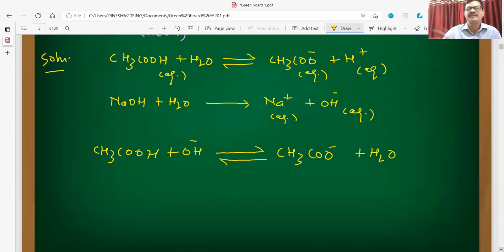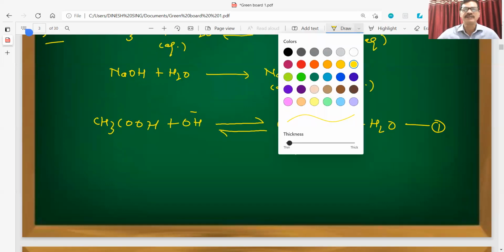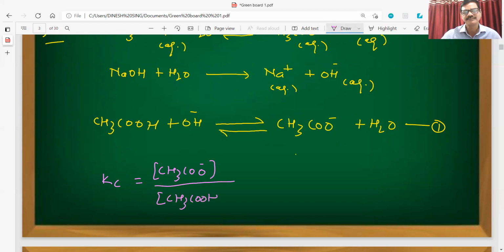So this reacts with water and the reverse equilibrium will establish. So for this equilibrium, suppose this is equation 1. Now if we write the equilibrium equation for this equilibrium, then Kc will become equal to the concentration of CH3COO minus divided by the concentration of CH3COOH into the concentration of OH minus. Say this is equation 2.